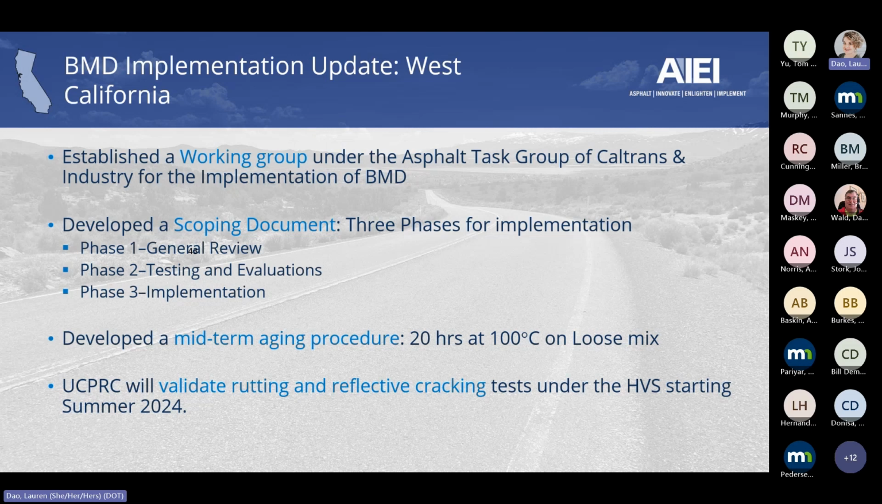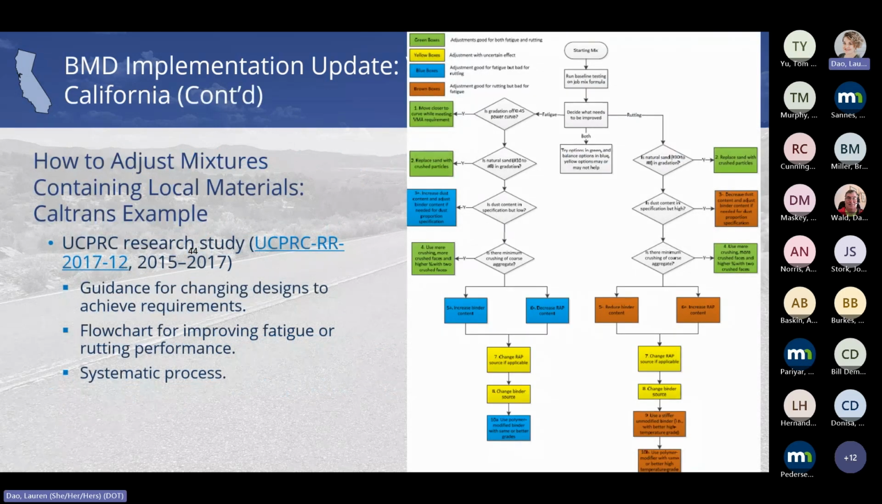And then the next step seems that looking into some validation of their rutting and reflective cracking under their heavy vehicle simulator. Now, I need to mention that early on, especially that was part of their long life projects, because they required a lot of testing for cracking and rutting and so forth. The UCPRC, University of California Pavement Research Center, they came up with a systematic way to adjust the asphalt mixtures.